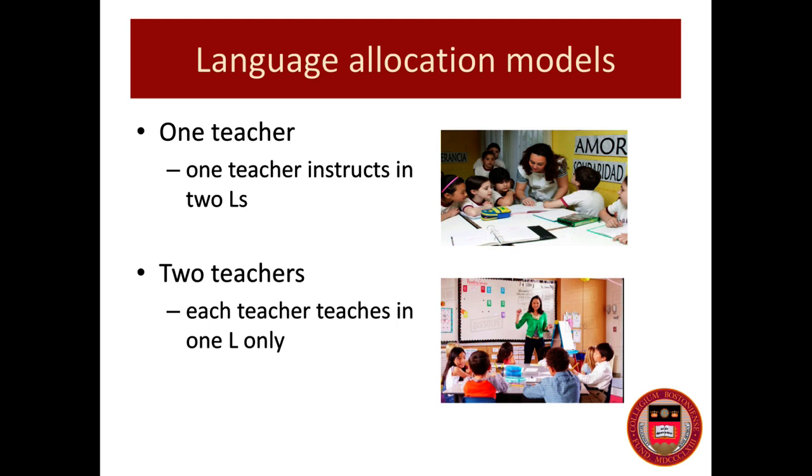The other model is to have two teachers in which each teacher teaches in one language only. This is sometimes called the side-by-side model. And for this model to work, much more collaboration is obviously needed. And then each teacher is responsible for two groups of students. Sometimes one bilingual teacher is paired with one monolingual teacher.